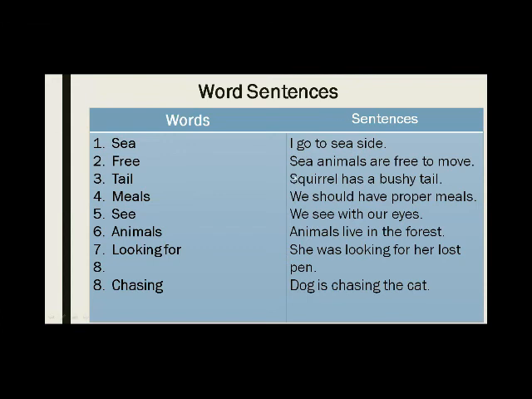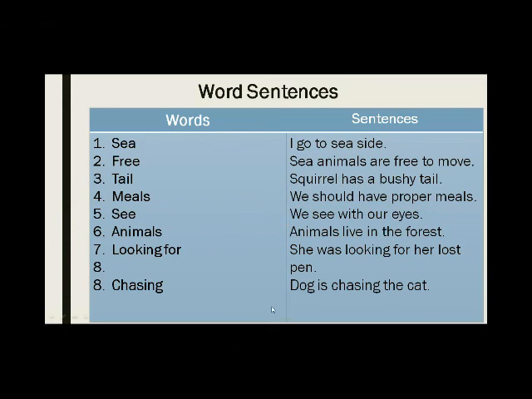Okay, see. We see with our eyes. The sentence of see is we see. We can see anything with our eyes. You can see the world. Okay, animals. Animals live in the forest.